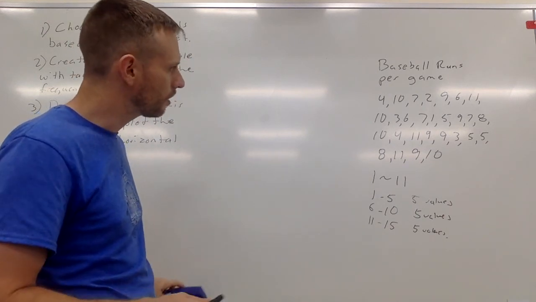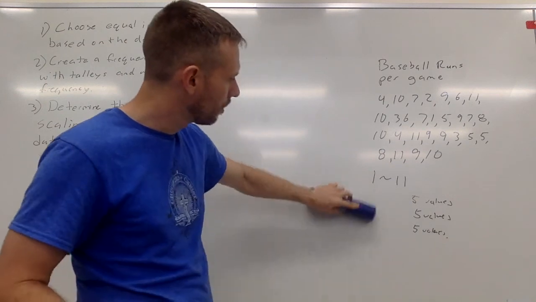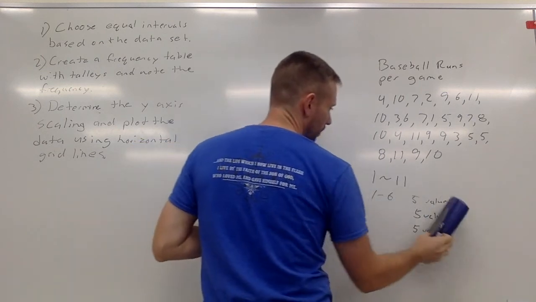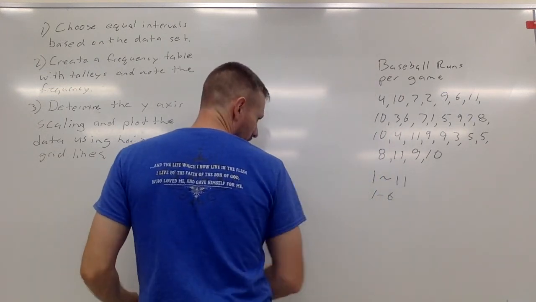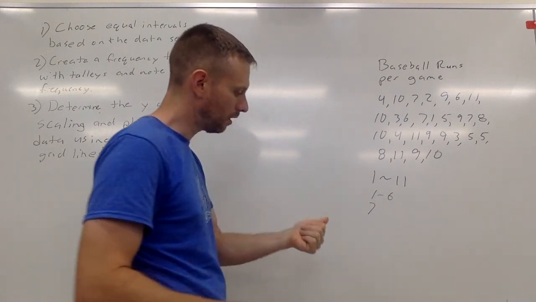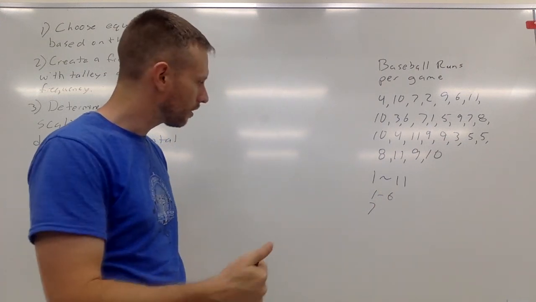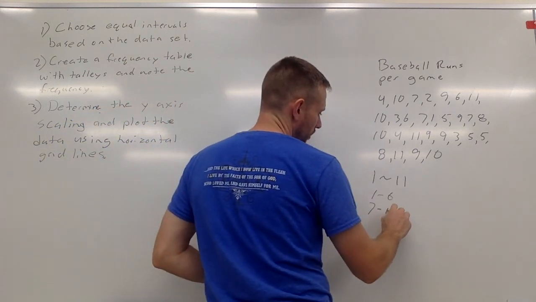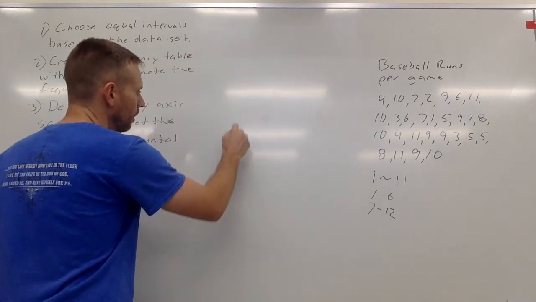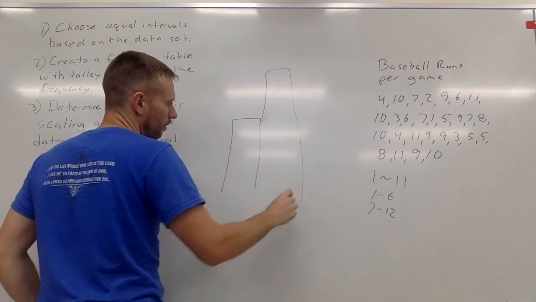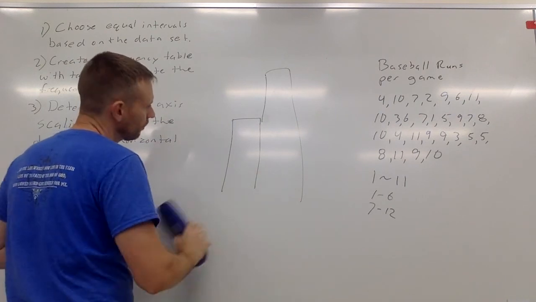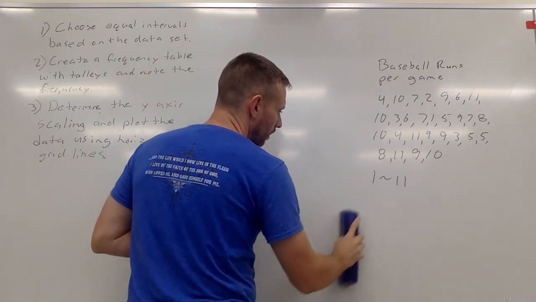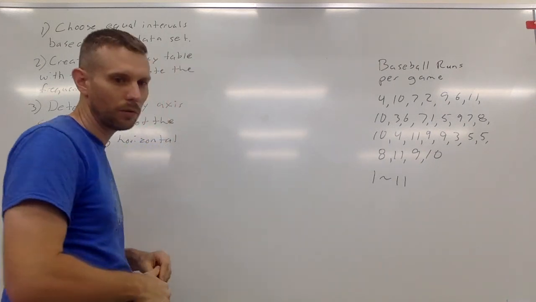So that's not really the best way to group this. Similarly, I could say, well, how about 1 to 6, which is 1, 2, 3, 4, 5, 6. Then I could do 7, 8, 9, 10, 11, 12. But if you just picture that in your head, you're going to have only 2 intervals. I don't know if that's the best way to do this either. In fact, I don't think it is. So what can we do?